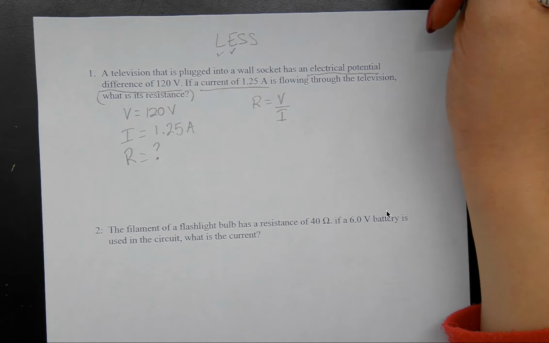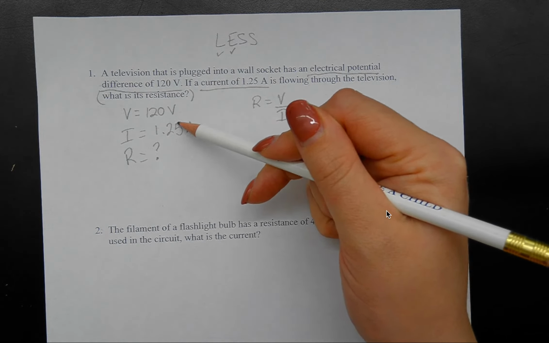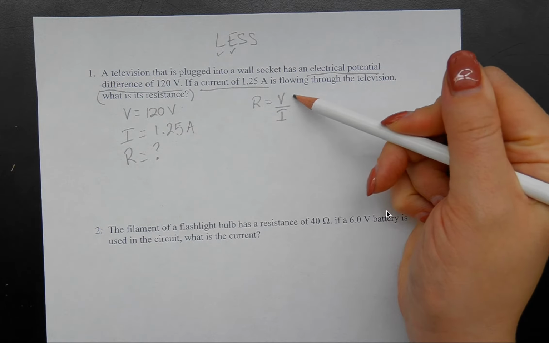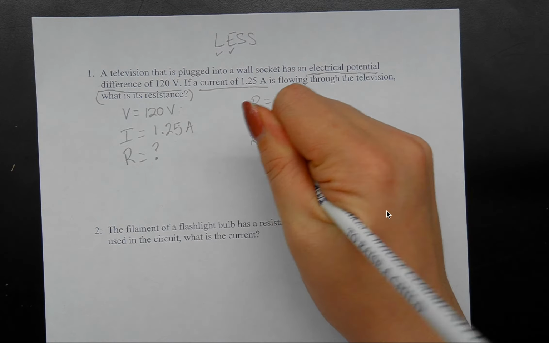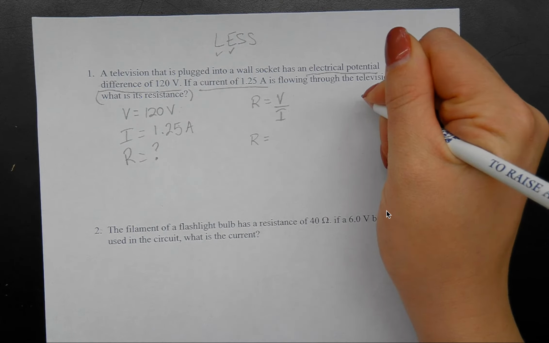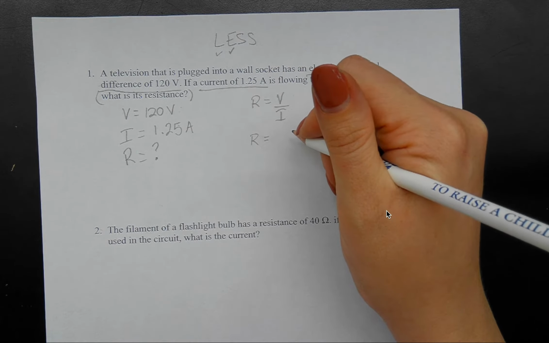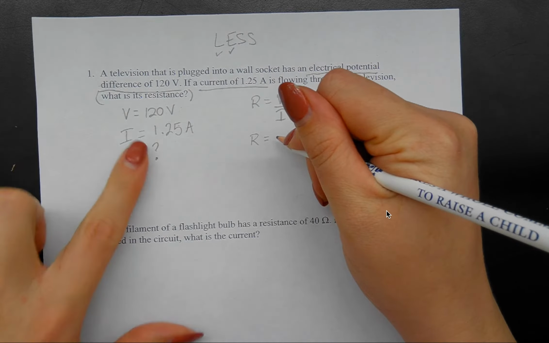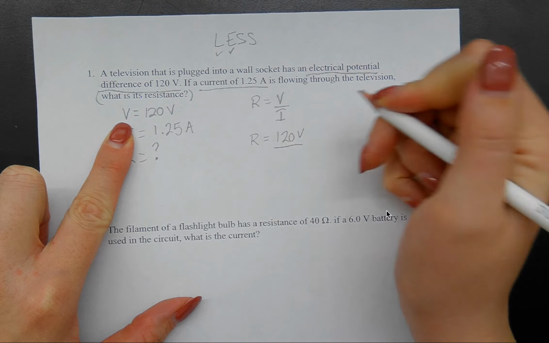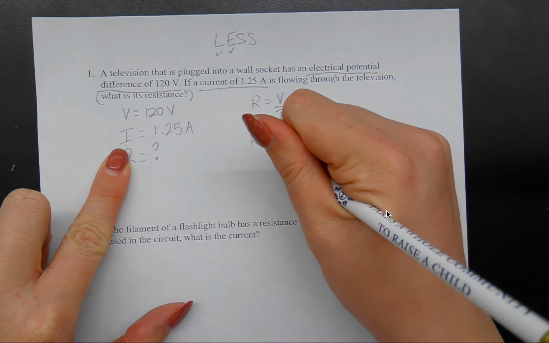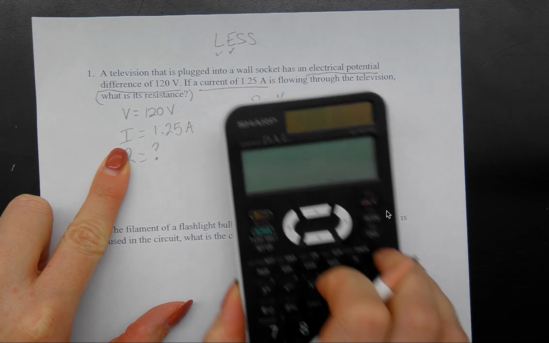All right, the first S stands for substitute the values. So we're going to take these numbers here and substitute them into our equation. My math teacher always taught me to work down. If you like to work across, that's okay, as long as it is neat enough that you can follow it. So V, I look over at my list. V is 120 volts divided by I, which was 1.25 amps. Okay, so now is where I get my calculator out.